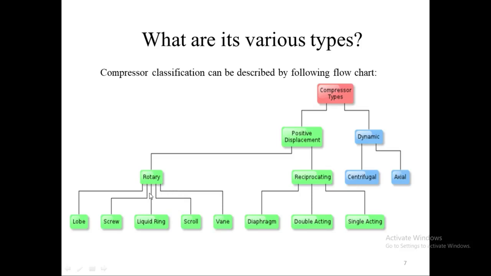And the diaphragm one is basically a diaphragm which is compressing the fluid. This one is basically used for a small amount of air or gas when it needs to move. So diaphragm is normally a smaller size.